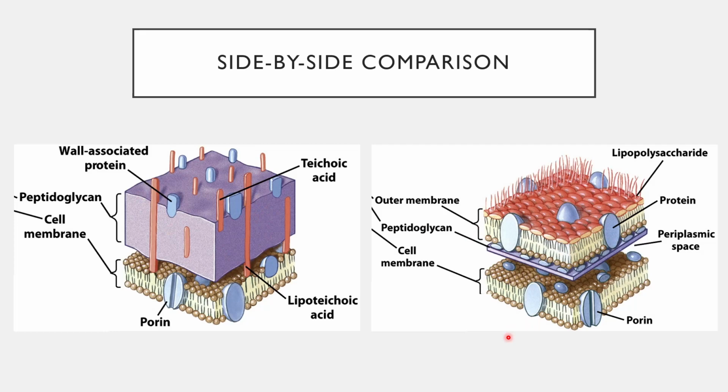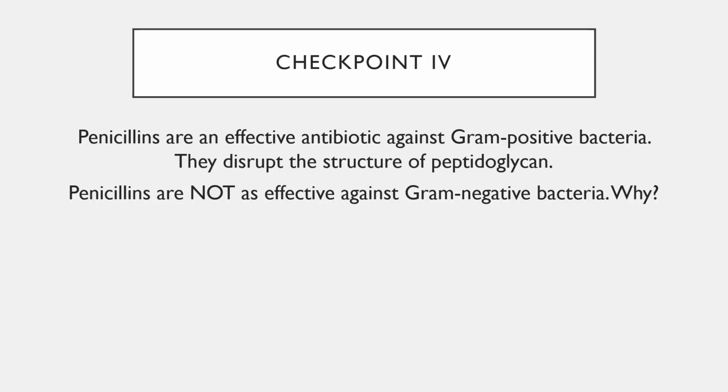Now, in this checkpoint, I want you to do some brainstorming based upon what you now know about the structure of gram-positive versus gram-negative cell walls. Penicillins are a class of antibiotics that are most effective against gram-positive bacteria. The way that penicillins work is by disrupting the structure of peptidoglycan. Penicillins are not as effective against gram-negative bacteria. Based upon what you know about the structure of these walls, why would that be the case?